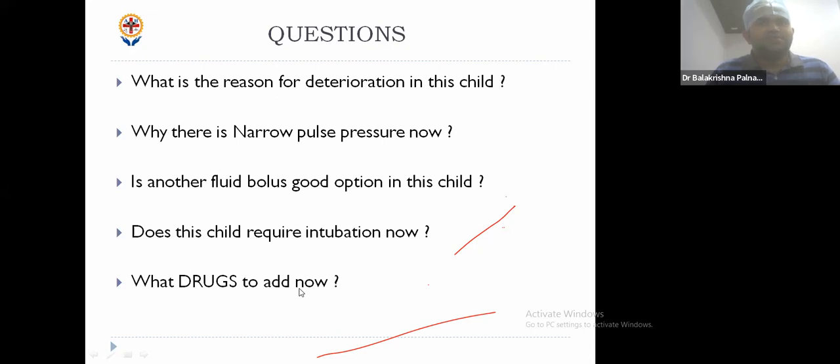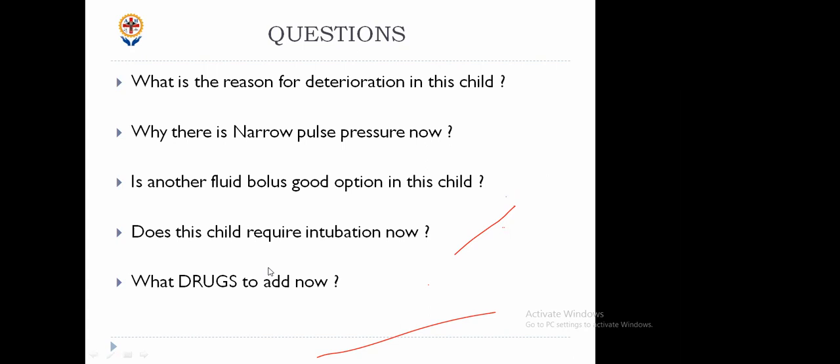So if there is a narrow pulse pressure, it could be hypovolemic, it can be cardiogenic. So your preload is a problem here. It can be hypovolemic, cardiogenic, or obstructive, all will have your low systolic. It can be a contractile problem or preload can be the problem. So is another fluid bolus a good option in this child? No. Why?